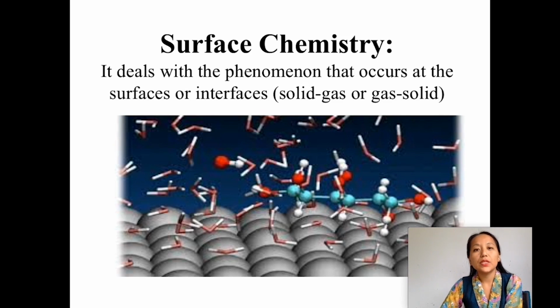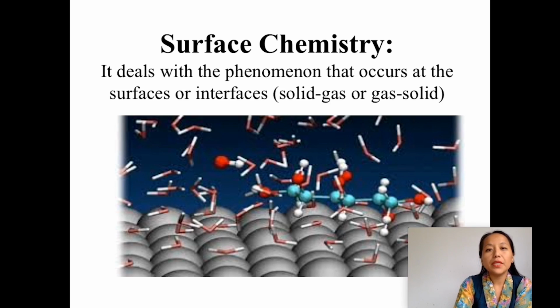Now in today's class we are going to start a new chapter called surface chemistry. Surface chemistry is the fifth unit of the first part of your chemistry textbook. Before I begin, let me give you an idea about what surface chemistry is. It is a branch of chemistry which comes under physical chemistry, and it deals with the phenomena that occur at the surface. You will know better when I go into detail.